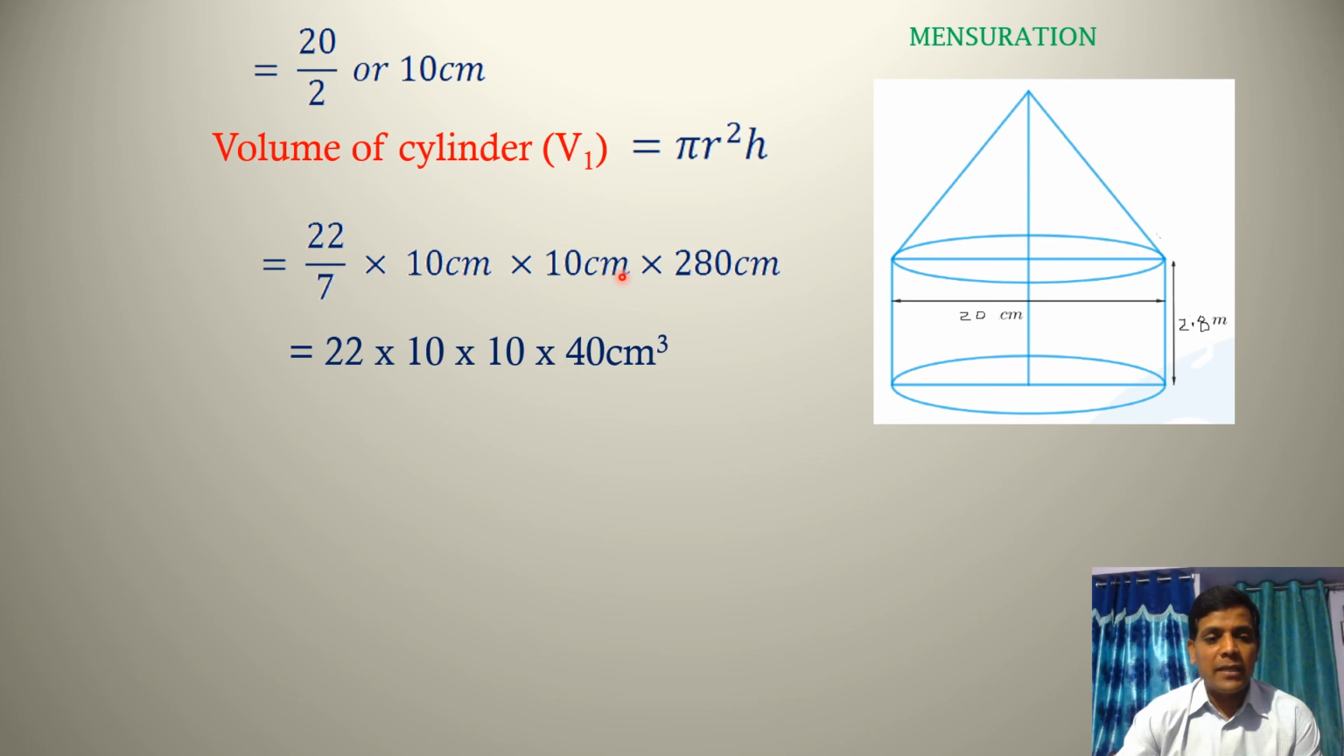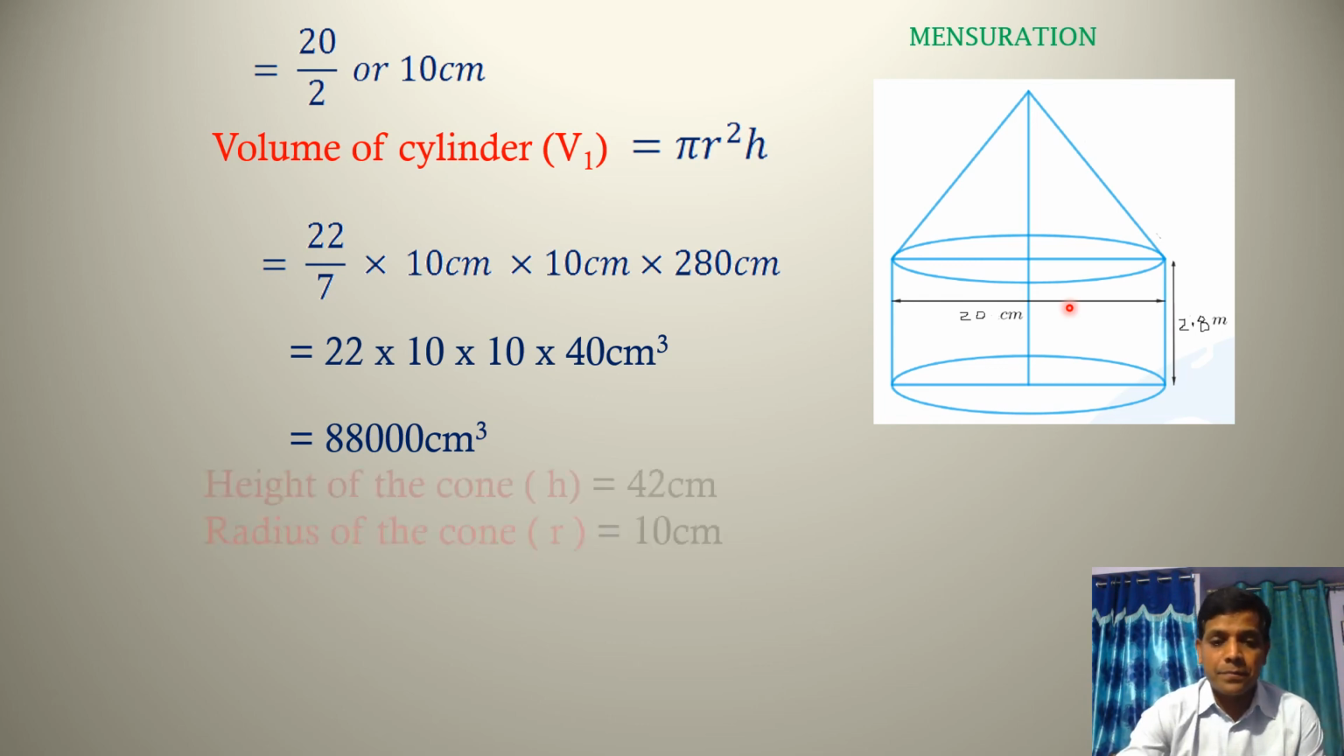Centimeter into centimeter, centimeter square, into centimeter, centimeter cube. Now 22 into 10 into 10 into 40, we get 88,000 centimeter cube. This is the volume of the cylindrical portion, or volume of cylinder. What is the remaining? Volume of cone. So let us move on to the next step.